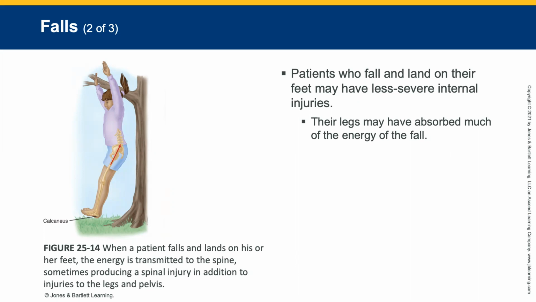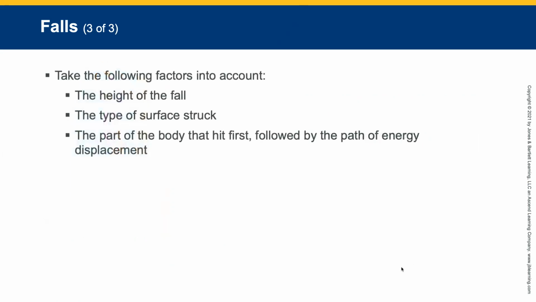So as you can see here, they're absorbing the fall here, and it's going to cause the pelvis and spine to have issues back here. All right. Also take into account the height of the fall, the type of surface struck, and the body part that hit first, followed by the path of energy displacement.